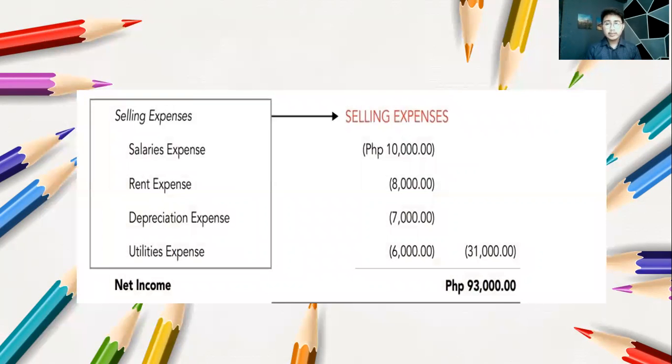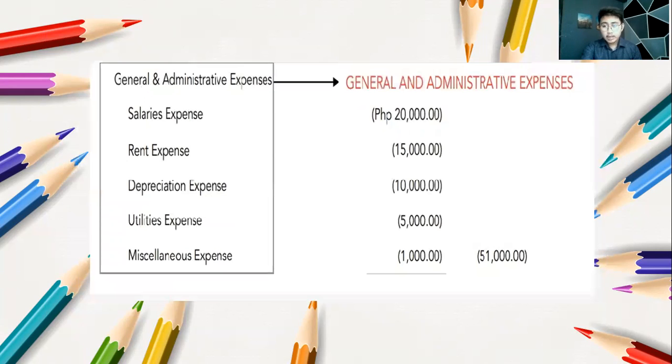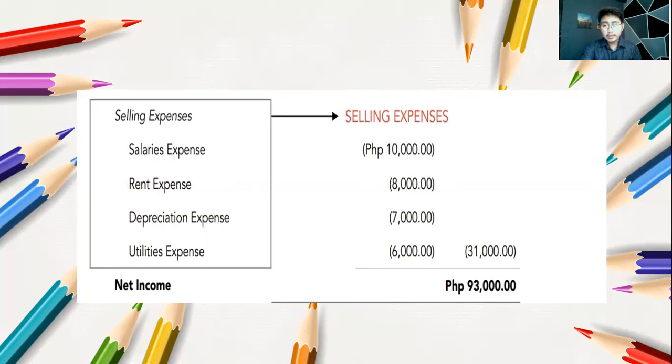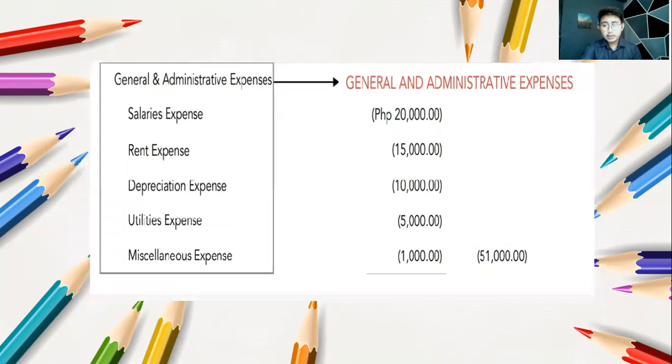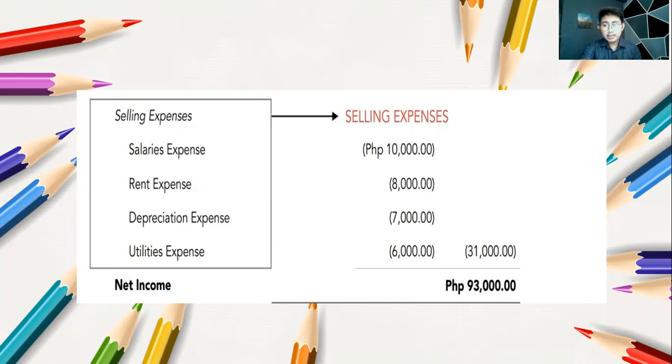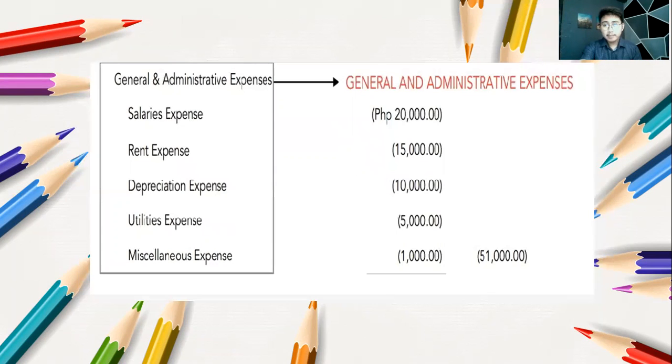Next, we have the selling expenses. Dito sa selling expenses, nakalagay po yung salaries expense, the rent expense, the depreciation expense, and the utilities expense. Kapag gusto natin makuha yung net income, okay, ang mangyayari po dito is you just need to add the 51,000, dito sa unang ano natin.